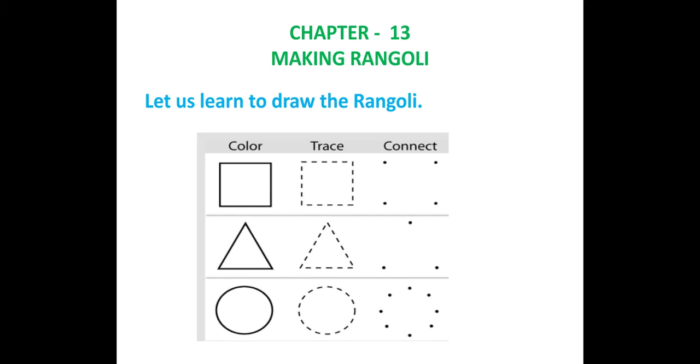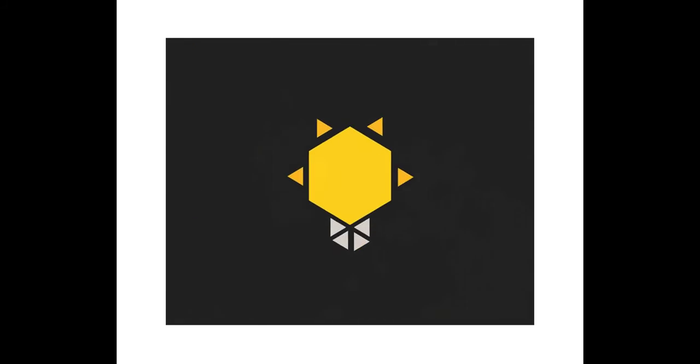What are the shapes we have learnt? Square, triangle and circle. This is a part of rangoli. If we connect the dots we can easily get the different types of shapes. Look at the picture, children. What can you see? There are different types of shapes: triangle, circle, square, then diagonals. All these are connected together to form the rangoli.